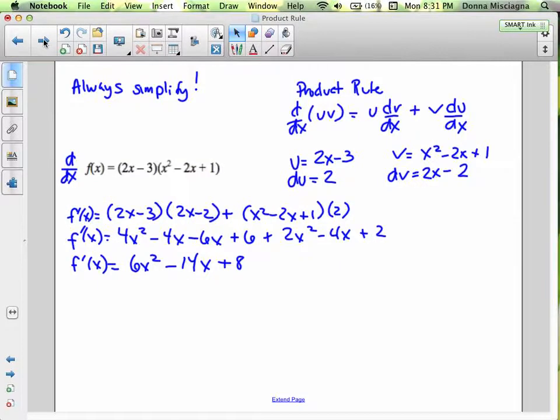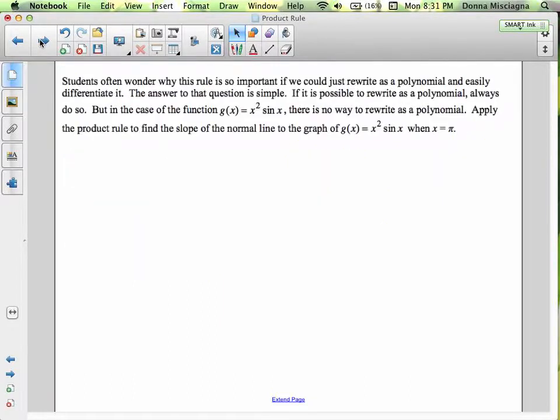Now, students may wonder, why is this rule so important if we could just rewrite as a polynomial and easily differentiate it? And the answer to that question is simple. If it's possible to rewrite as a polynomial, you can do so, but you don't always have to.